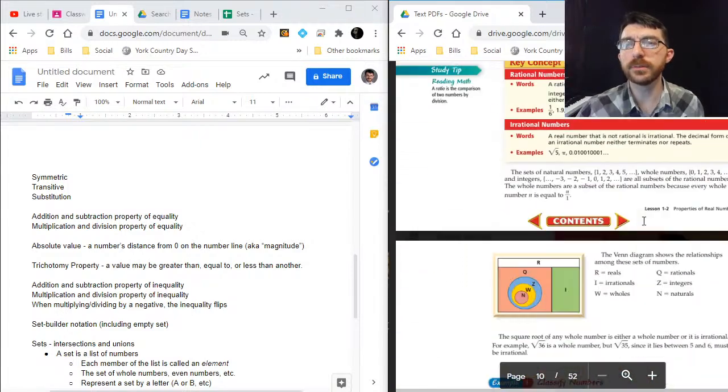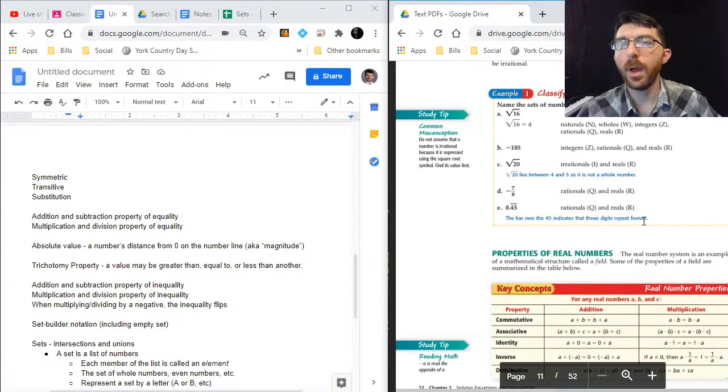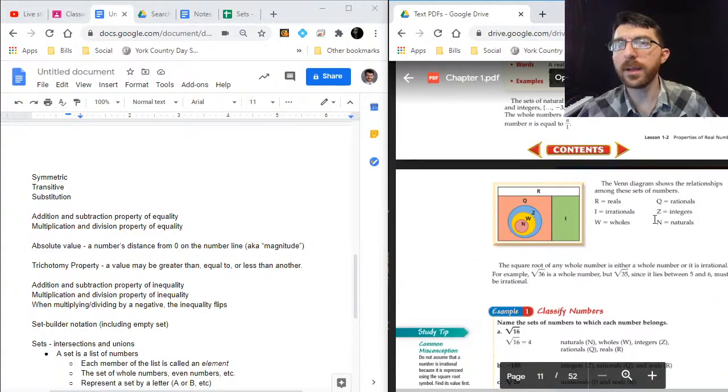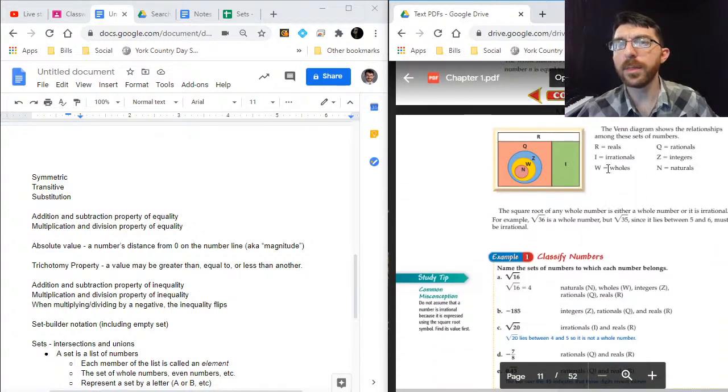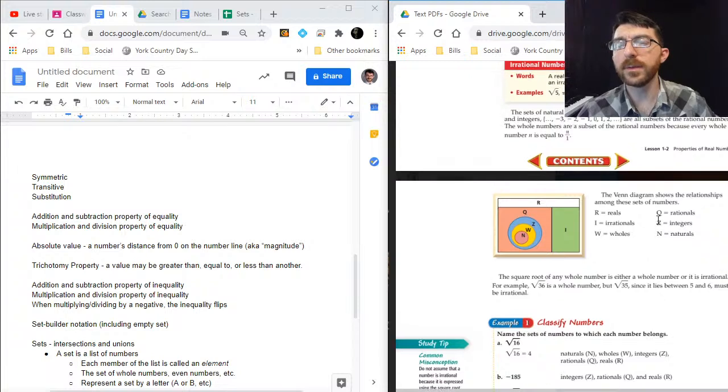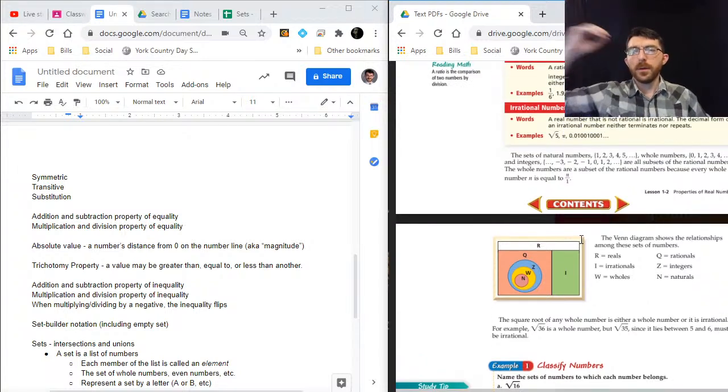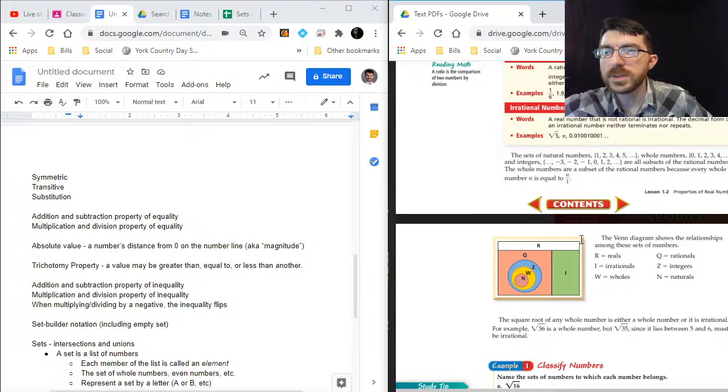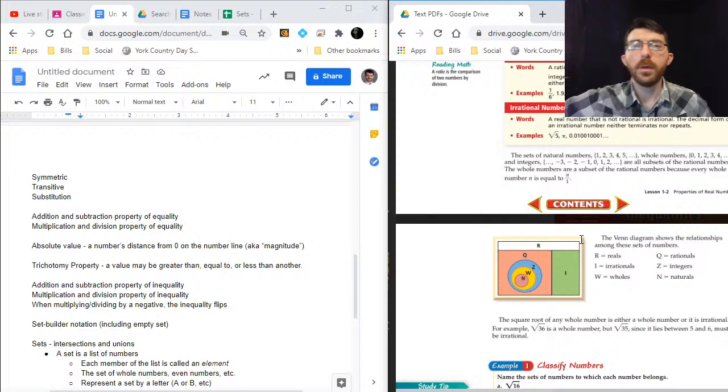Here we are, properties of real numbers. Okay, so I think this would be the best place to start. Okay, so reals, rationals, irrationals. All right, so how to express that in a way that's going to be good coming in.